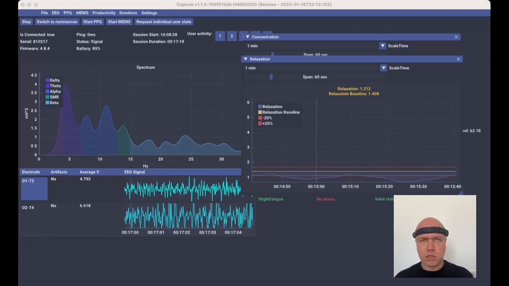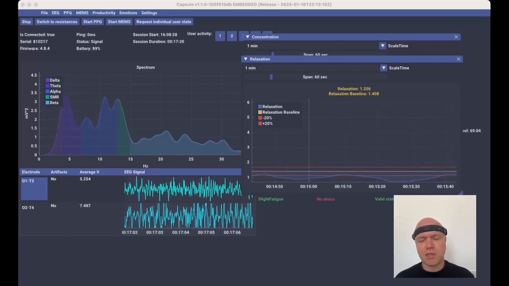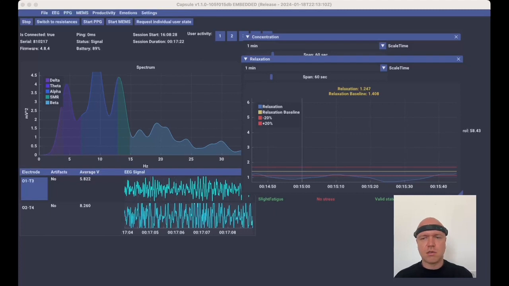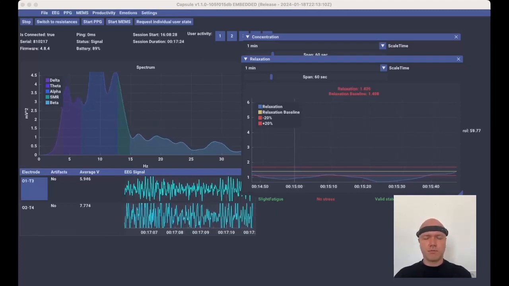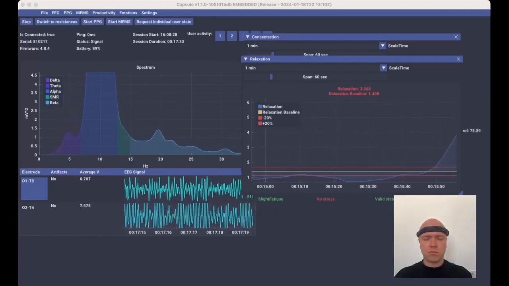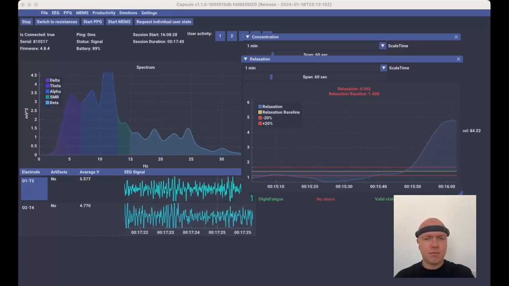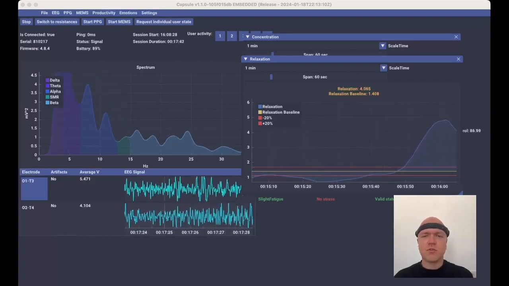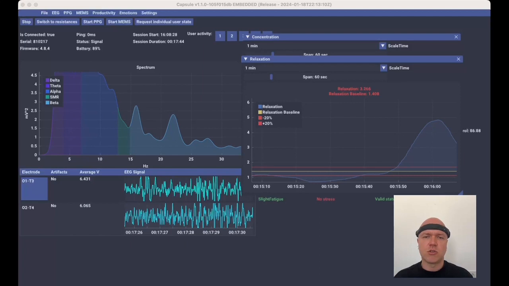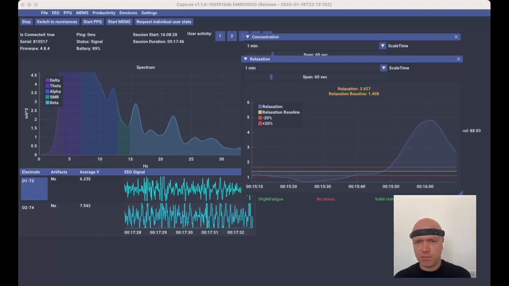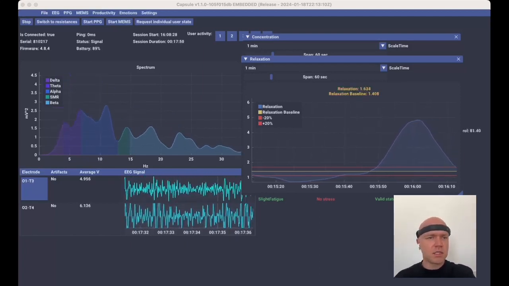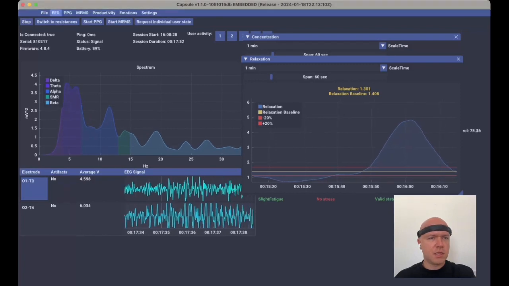So now I'll try to close my eyes and relax, and you will see how it works in the graph. So yeah, it works. In terms of measurements, relaxation is the ratio of alpha rhythm to beta rhythm. Let's move on. The next index is the fatigue index.